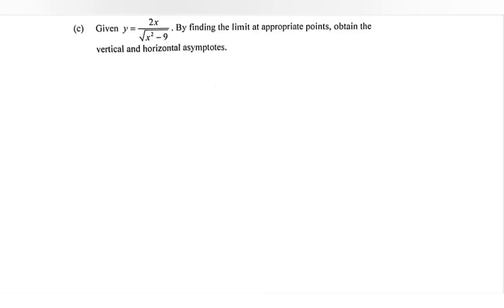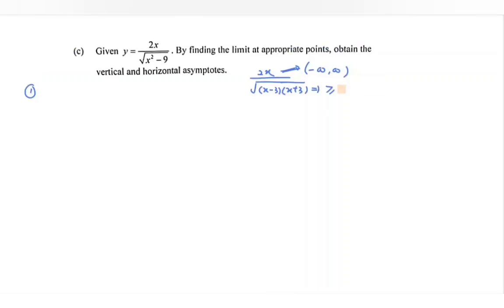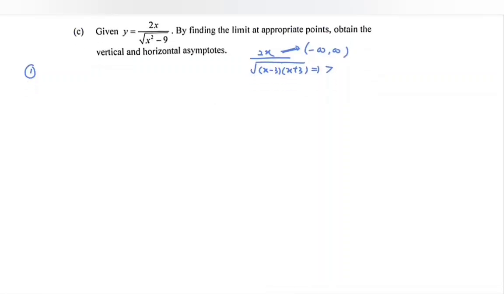So first, what we have to do is find the domain. Let's focus on the domain. Here we have 2x over the square root of (x minus 3)(x plus 3). For the top part, it is all real numbers because it's linear. For the bottom part, we notice that we have the surd. The surd must be greater than or equal to 0, but since the surd is in the denominator, we have to ignore the equal sign. So we can say (x minus 3)(x plus 3) is greater than 0.